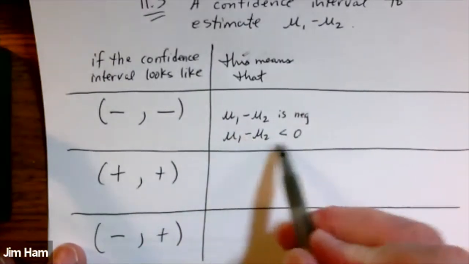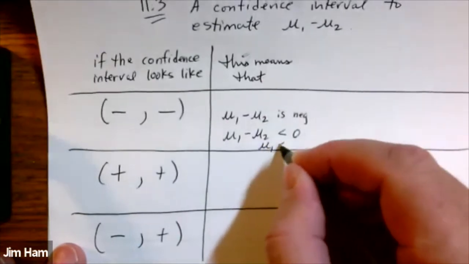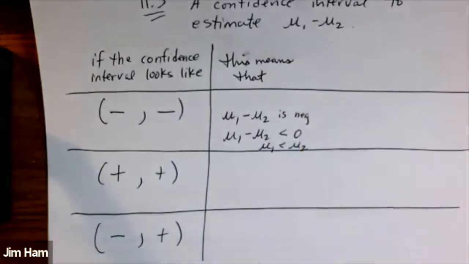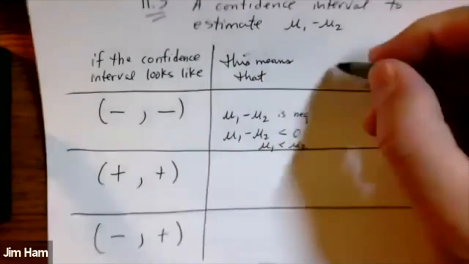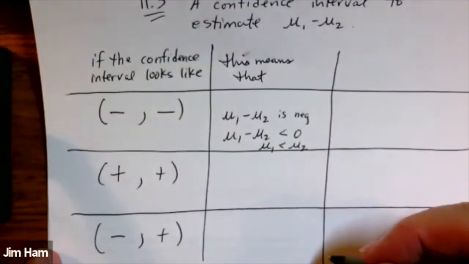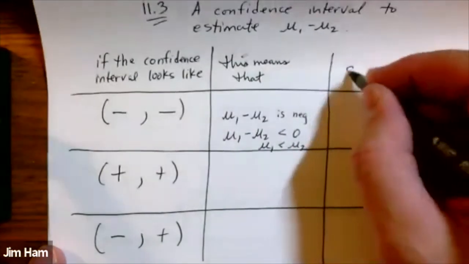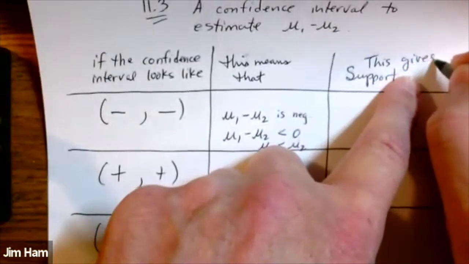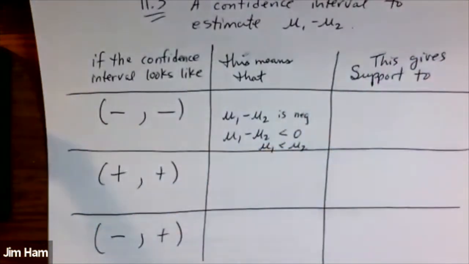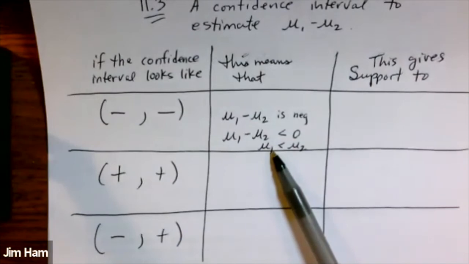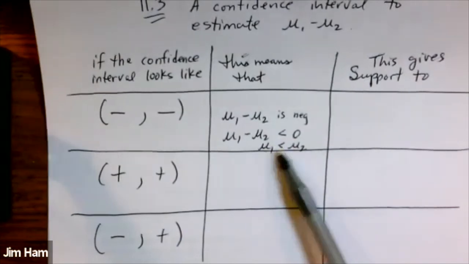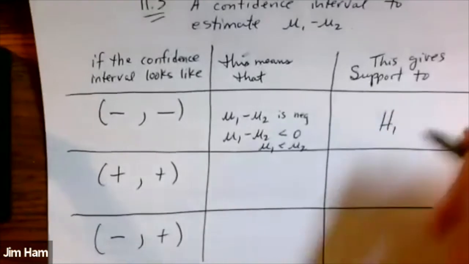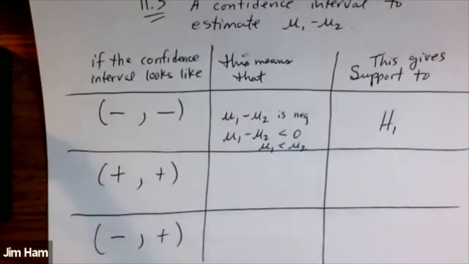And then if you add mu2 to both sides, you can be specific and actually identify which mean is less than the other. In this case, mu1 is less than mu2. And if you're using this to make the decision in a hypothesis test, then you could say this gives support to the alternative hypothesis, because the only hypothesis where we're going to see the less than sign, mu1 minus mu2, is in the alternative hypothesis. All right, the rest of these cases are similar.